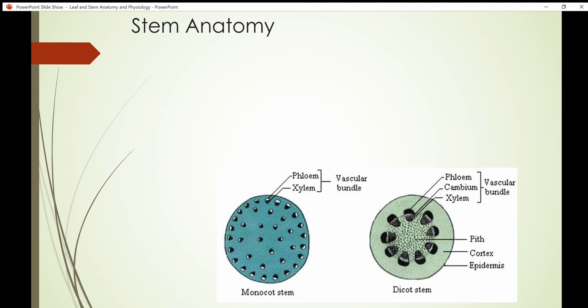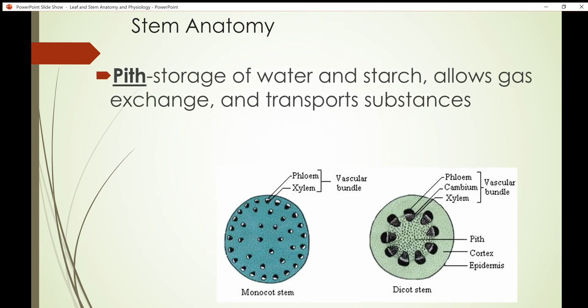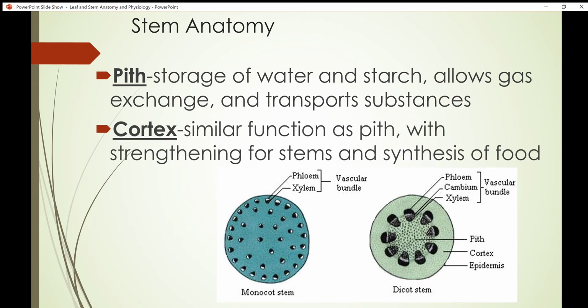Some stem anatomy. Again, the pith, storage of water and starch, allows gas exchange and transports substances. And the cortex has similar functions as the pith, with strengthening for the stem and synthesis of food. So the stem on most plants is green, which means it has the capability of performing photosynthesis on the outside.